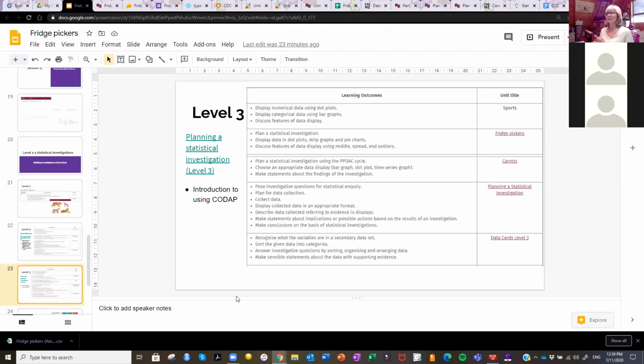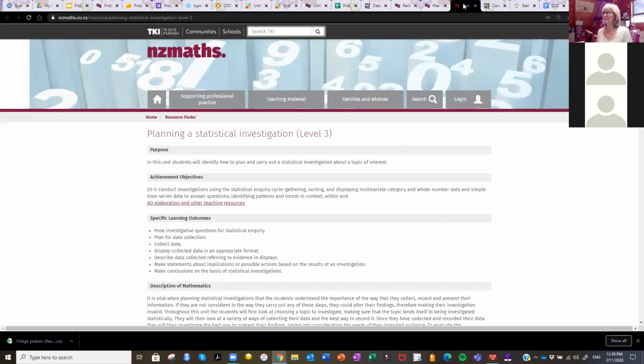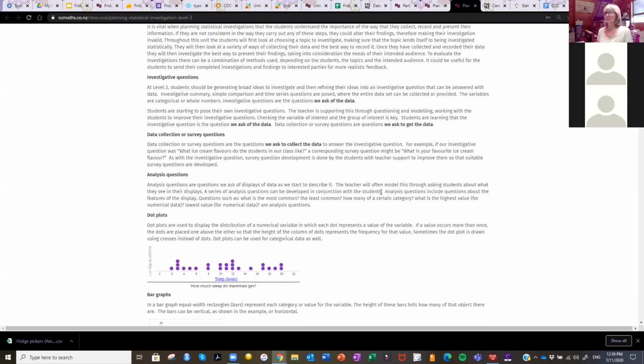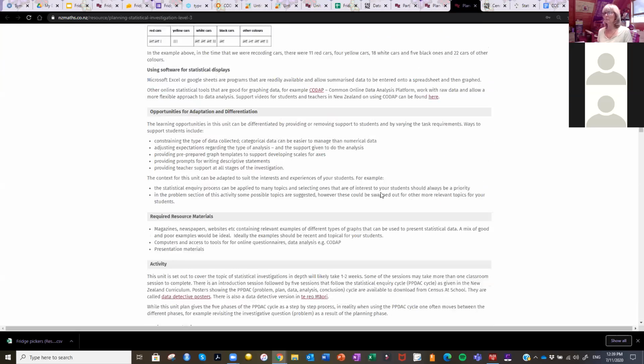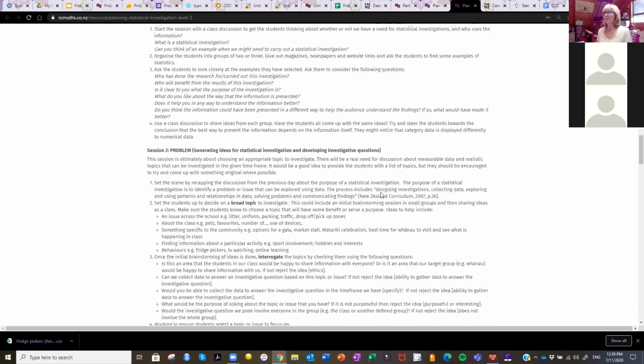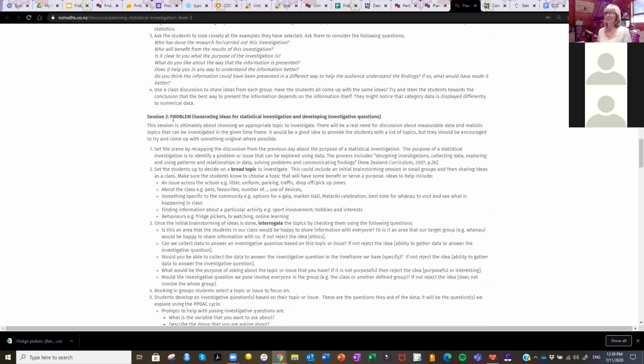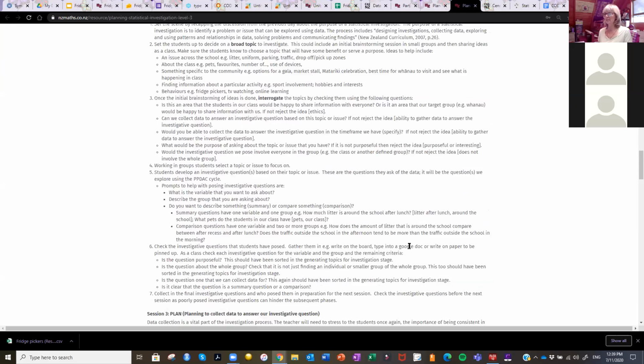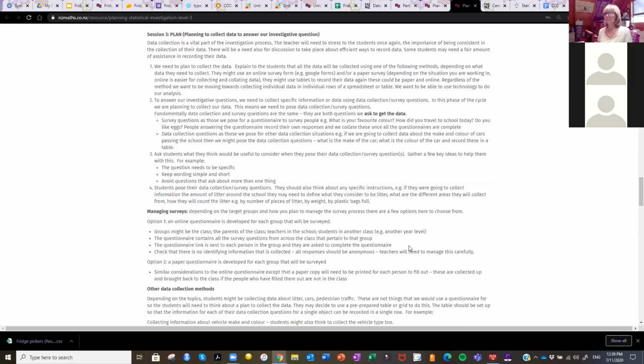So similarly for level 3, at level 3, we've looked at the fridge pickers, but if you want to look at more about using PPDAC, if you go into the level 3 stats investigations activity, again, I'm going to just quickly scroll through. So similar things to what we've seen before. But you'll see here, again, the problem is being identified quite clearly, and there's a lot of work there around developing the investigative question, and then more work about planning, about doing surveys and how we might manage them.